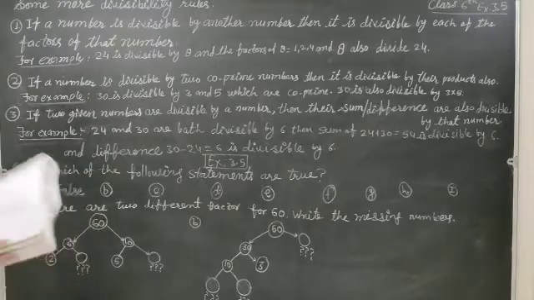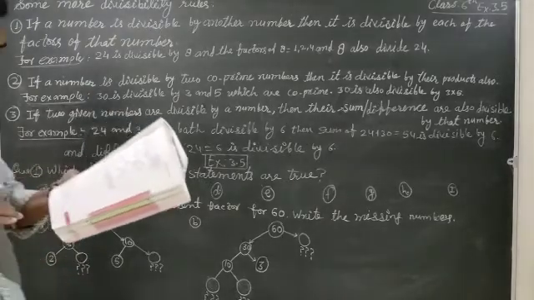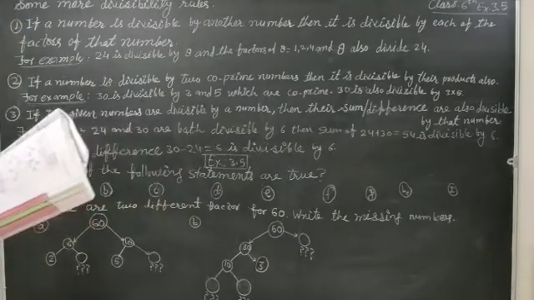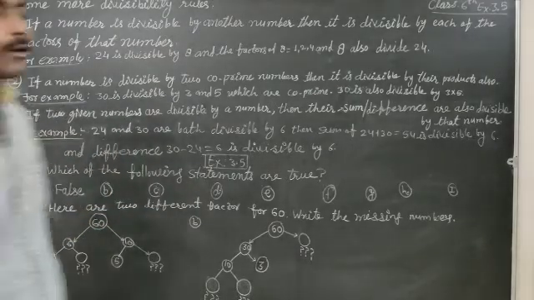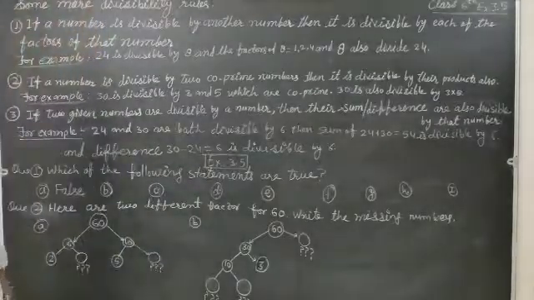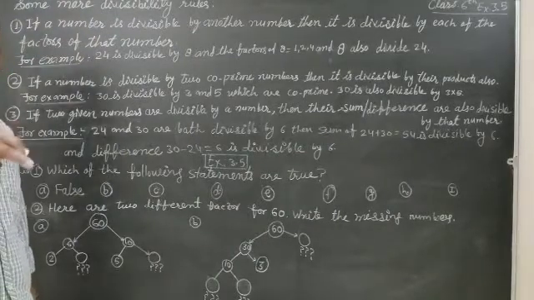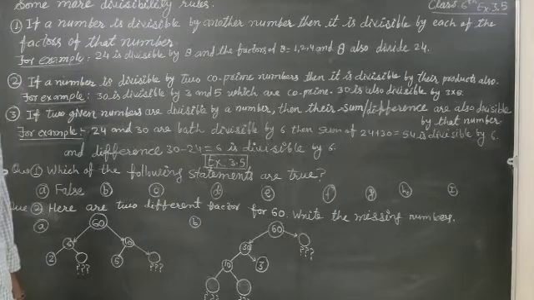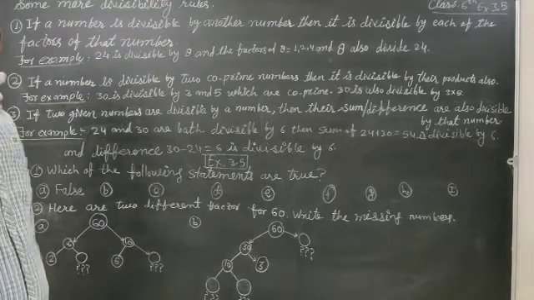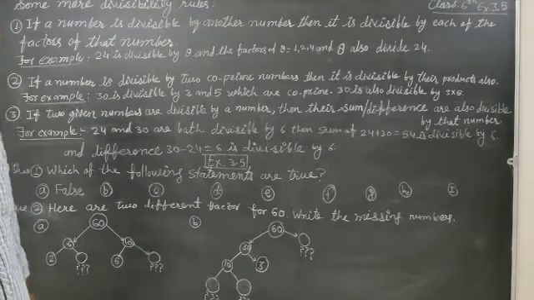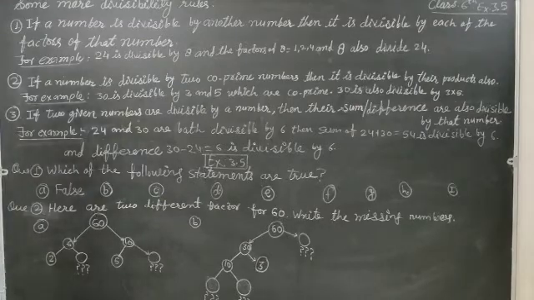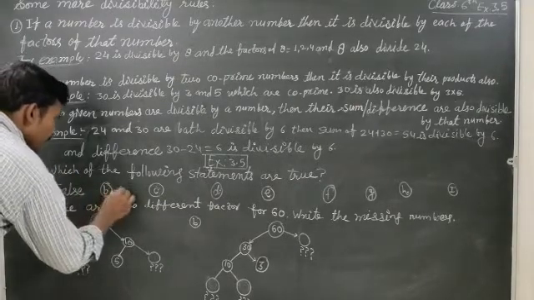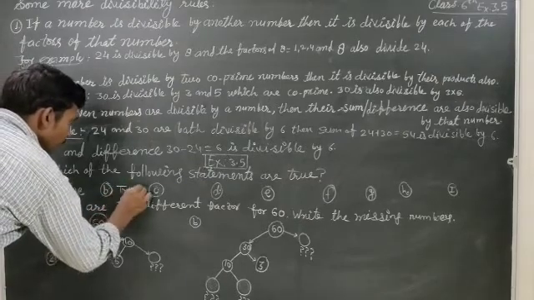Second statement B. If a number is divisible by 9, it must be divisible by 3. कोई नंबर 9 से डिविजिबल है तो वो 3 से भी डिविजिबल होगा. It is compulsory because factors of 9 equal 1, 3 and 9. So this statement is true.